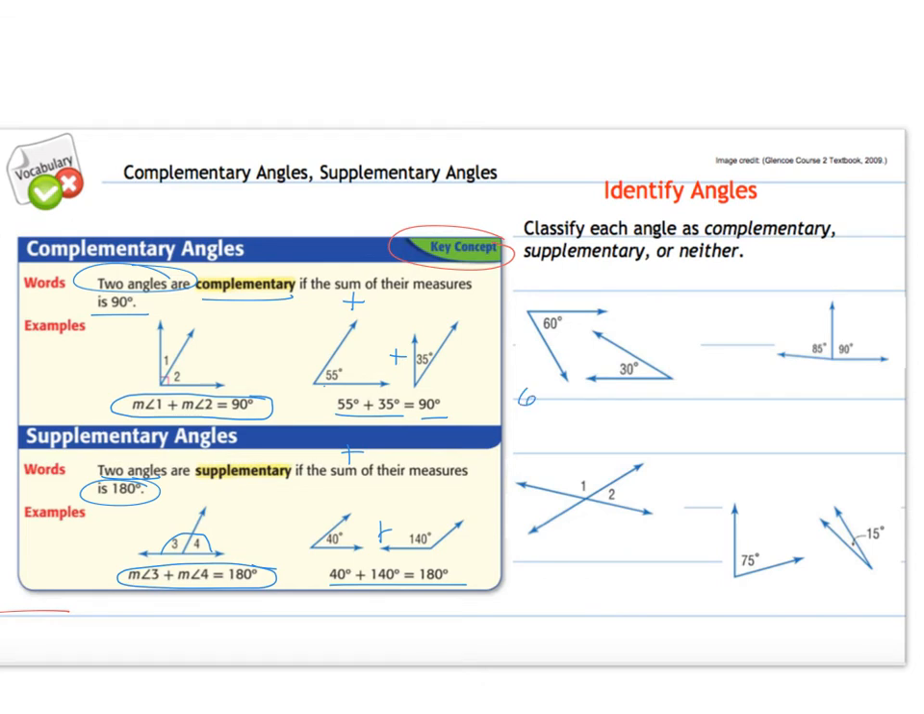So what you can try here is, do they add up to what? So I add 60 plus 30. Since that equals 90, those two angles, since there's two and they have a sum, are complementary. Here, 85 plus 90 is equal to 175. That doesn't equal 180 or 90, so those are neither complementary or supplementary. Noticing angle 1 and 2 create a straight line, makes them supplementary.